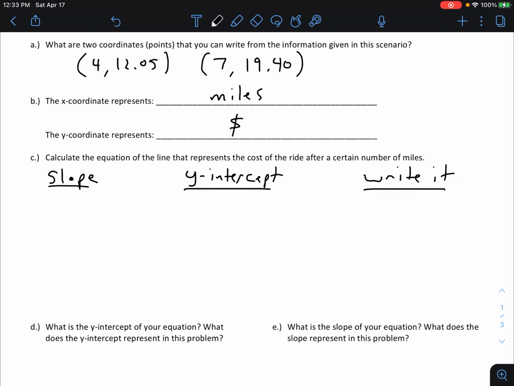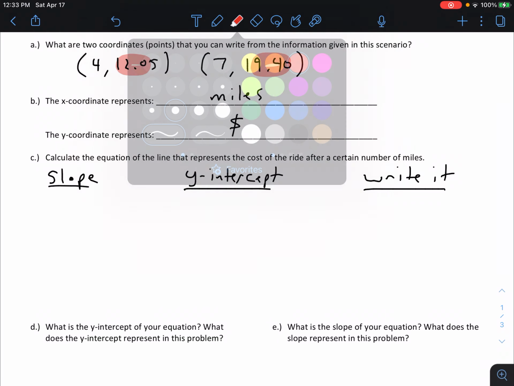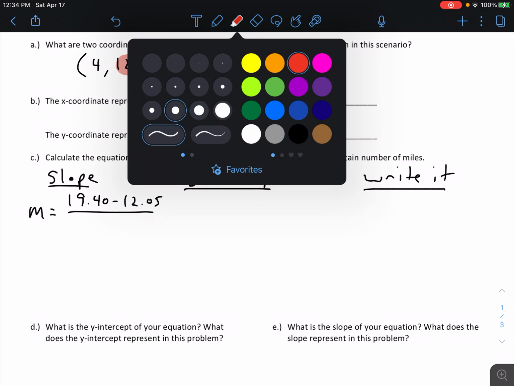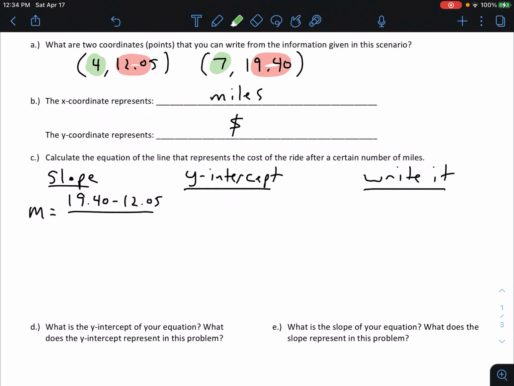Okay, so the slope, if you remember, we're going to take the y values and subtract them on top. So I'm going to go ahead and do that. I'm going to say m equals 19.40 minus 12.05. And then on the bottom is where I'm going to put my x values. And again, just like in Grandma McGregor's cookies and any other application problem that we do, we always want to start with the same point. So we started with 19.4 on top, so we're going to start with the 7 on the bottom. So we're going to say 7 minus 4.